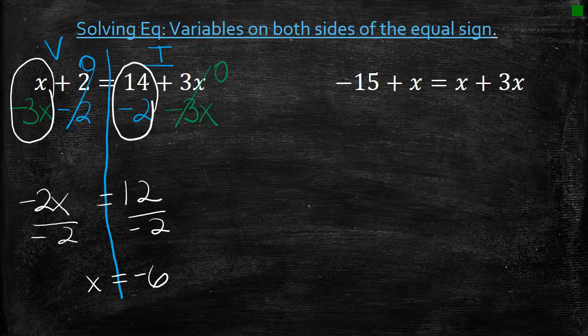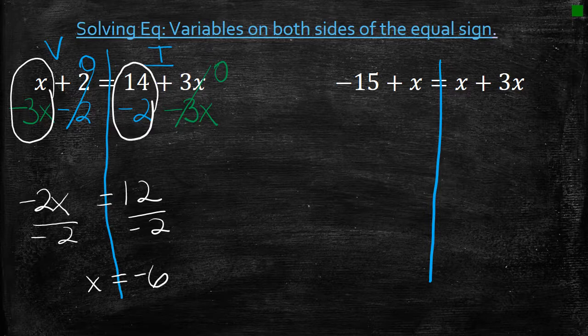Now this second problem on the right is a little different, but same steps. We're going to draw a line through our equal sign. We're going to check to see what's on the left side. The left side has a negative 15 and a positive x. I see integers and variables. Then I look on the right side, I have x plus 3x. I notice that that side is just variables.